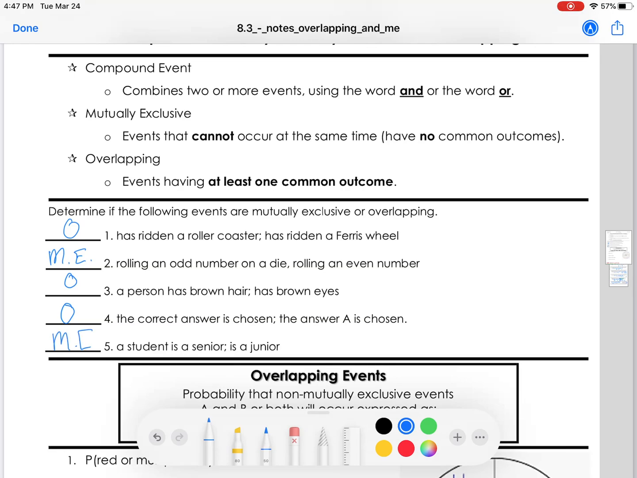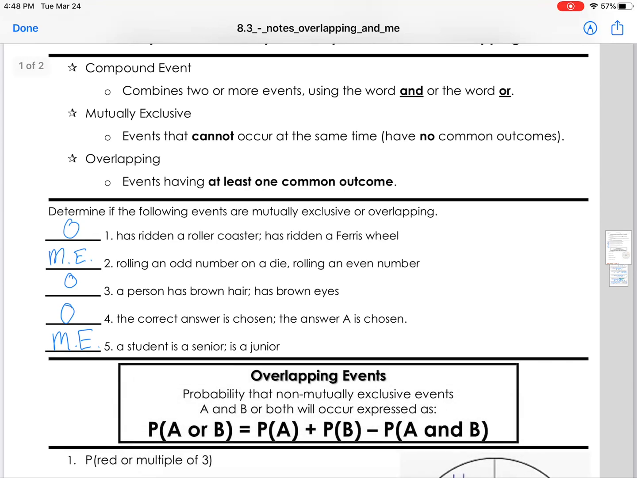You should have gotten overlapping for number 3. A person has brown hair, has brown eyes. You can have both of those things at the same time. Number 4, the correct answer is chosen. The answer A is chosen. That can happen at the same time if answer A is the correct answer. A student is a senior and a student is a junior. It's mutually exclusive because you cannot do both of those things at the same time.